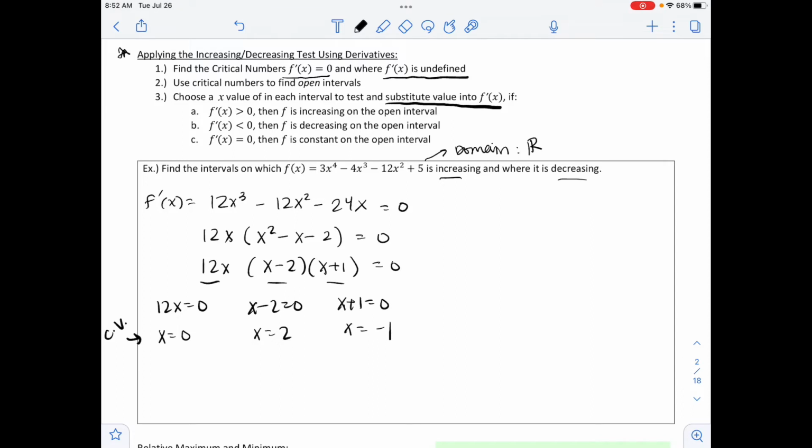So critical numbers or critical values also occur where the derivative is undefined, but since our derivative up above is just a polynomial, our derivative is defined everywhere, so it's never undefined.